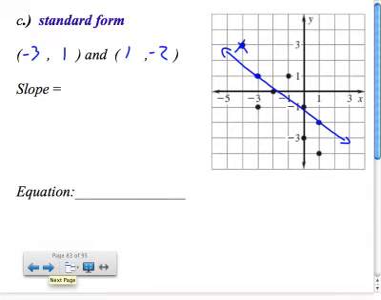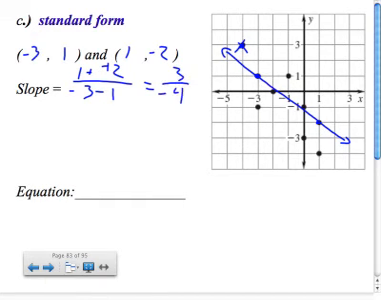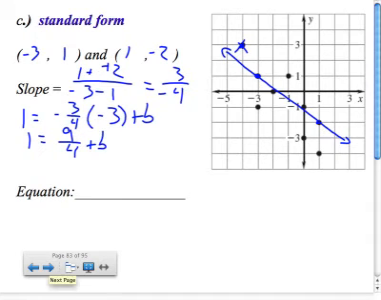Okay, and so I find the slope first. So when I find the slope, 1 minus -2, change in y over the change in x, that's 3 over -4 is my slope. So I get y equals -3/4 times -3 plus b. I'm solving for my y-intercept now. So 1 equals 9 over 4 plus b. Subtract 9 over 4 from both sides. The number 1 is actually 4 over 4. So I have 4 over 4 minus 9 over 4. So your y-intercept is -5/4, or -1.25, whatever you want.